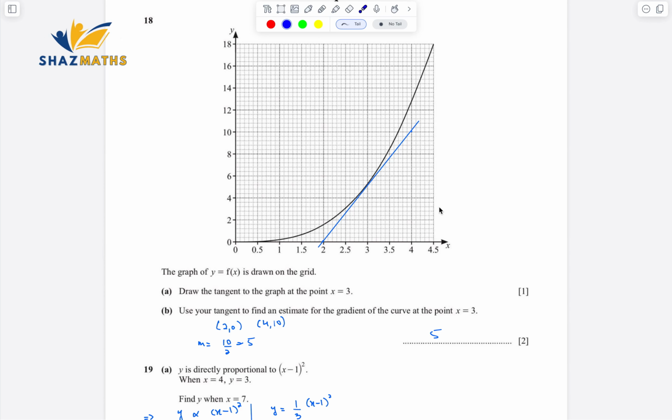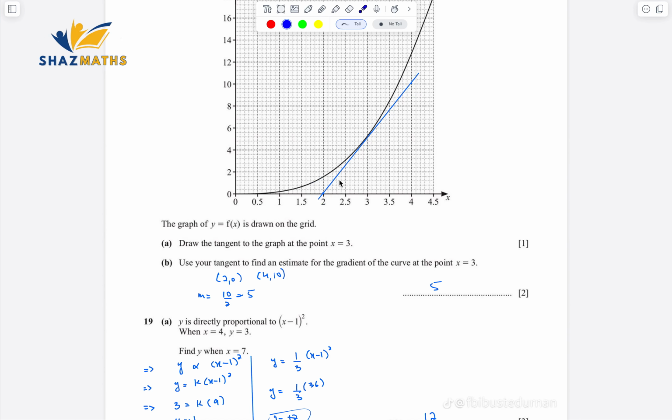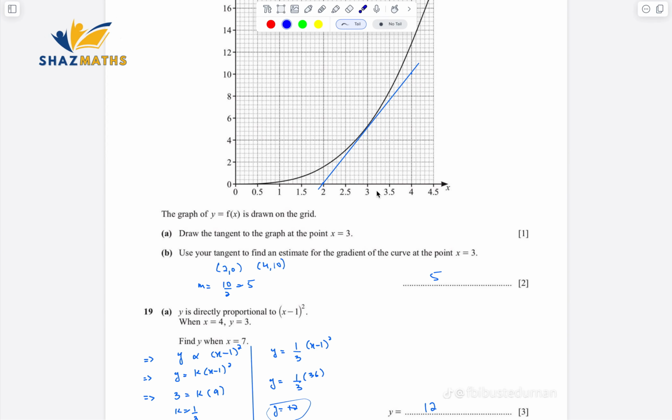Use your tangent to find an estimate for the gradient of the curve at point x equals 3. Okay, so it's an estimate. I'm going to assume 2 points. One is this one, 2 and 0. Second, pick any point on the tangent. It's going to be this one, 3 and, where is it intersecting the curve? It's lying exactly over here, but I'm going to find another point. It seems this point. Yeah, that one's better. So it's 4 and 10.